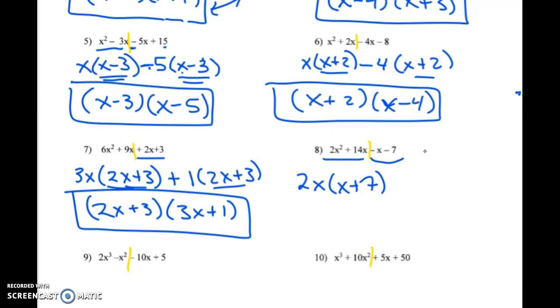On this one, the only thing they have in common is a 1, and it's a minus in front of the x, so I'll pull out a minus with the 1, and it will become an x plus 7 inside. Again, change the sign, because if I distributed back, I need to get back to the minus x minus 7.